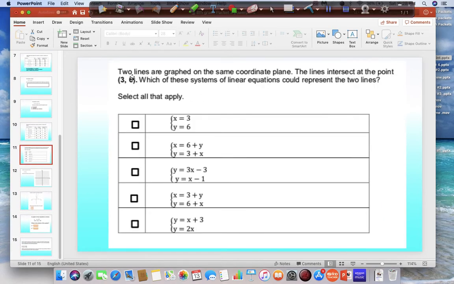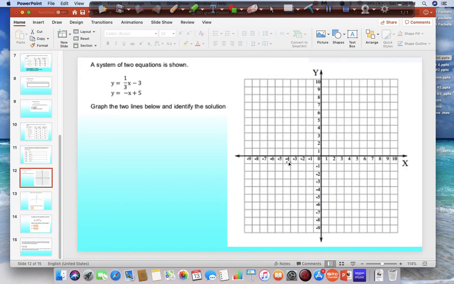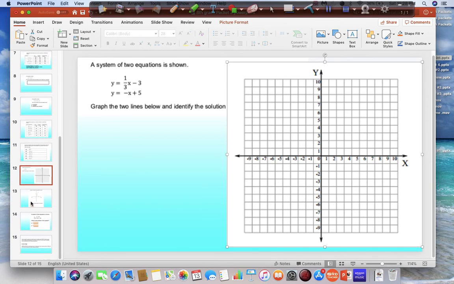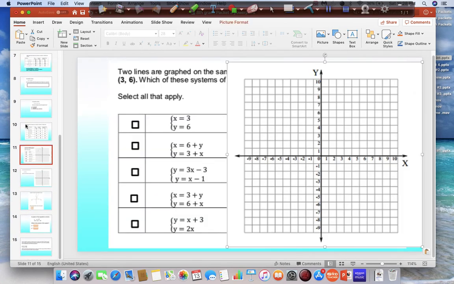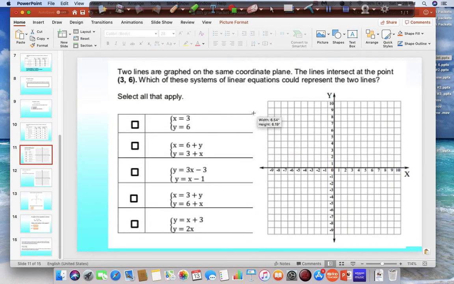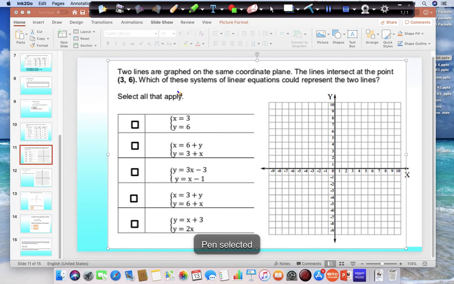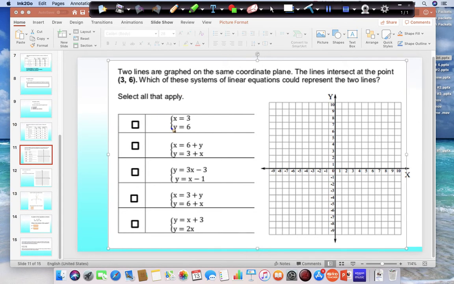Okay, so it says the two lines are graphed on the same coordinate plane. The lines intersect at the point 3, 6. Which of these systems of linear equations could represent the two lines? Select all that apply. Okay, so what you could do here for this problem is to copy this and move it here. Sorry, un momento, please. Okay, so it wants us to see if our solutions for these two lines are going to be at the point of 3, 6.